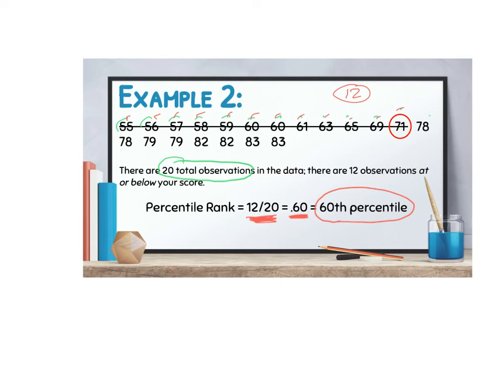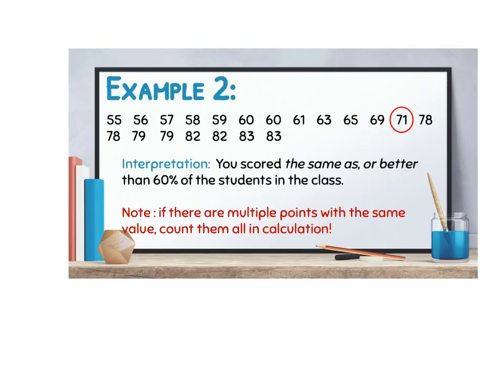Okay, so you need to find the value you're interested in. So we were interested in what the percentile rank of 71 was, and I need to count how many pieces of data were equal to 71 or less. Okay, then I need to take that number and divide it by the total number of pieces of data. Okay, and that gets you your percentile rank. So your interpretation would be, you scored the same as or better than 60% of the students in your class.